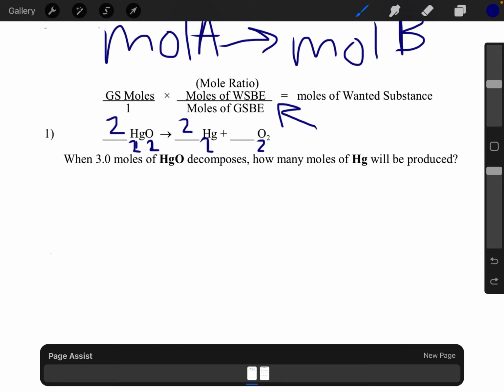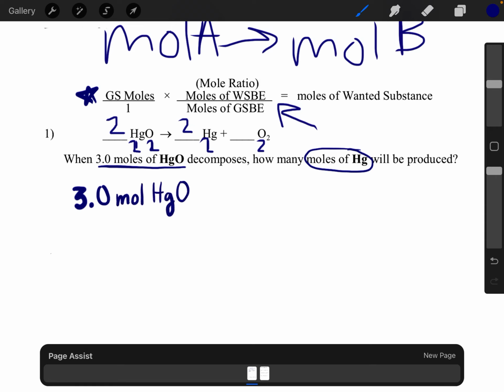So the first thing we're always going to do is underline our given and circle what we want in a problem, because a lot of the time we'll give you questions that are kind of tricky the way they are worded. So just be careful. Underline the number they give you, circle what you want to get to. So you're always going to start with a fraction, okay? It's going to be your given substance moles over 1. So we have 3.0 moles of mercury oxide over 1.